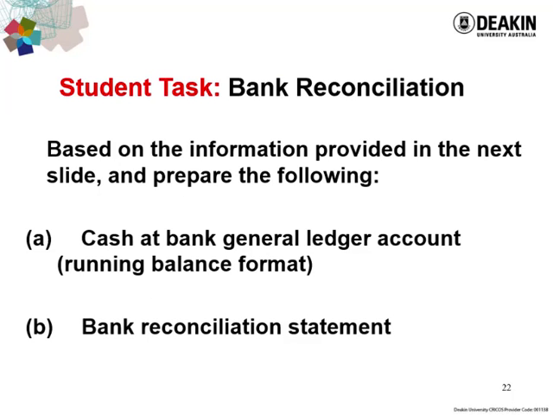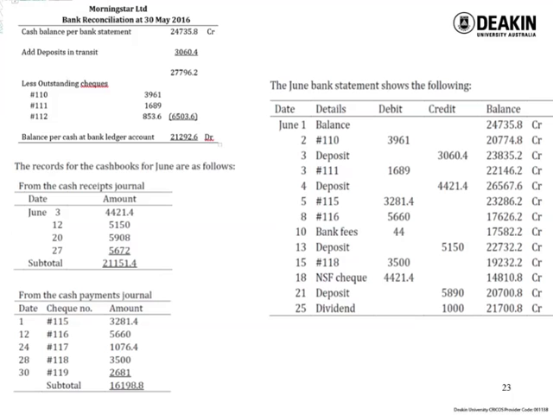Another student task. So based on the information presented in the next slide, update the current month's cash at bank account using the running balance format and prepare the current month's bank reconciliation statement. So we need to compare the left-hand side statements or journals with the right-hand side bank statement. So let's say if you have attempted this question, after comparisons, we find that in the previous month's bank reconciliation statement, check 112 has not appeared in the bank statement. This is outstanding check that will appear in this month's bank reconciliation statement.